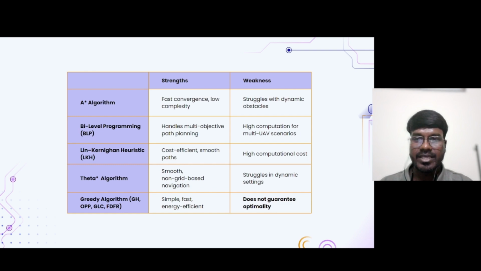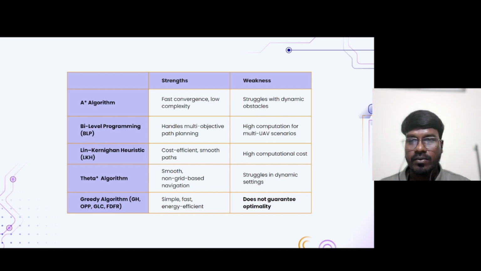The second algorithm is bi-level programming. Bi-level programming is a hierarchical optimization framework where one optimization problem depends on the solution of another. It balances mission level objectives with real-time navigation constraints. For example, while planning the UAV path, minimizing travel time is our mission level objective, and avoiding no-fly zones is our real-time navigation constraint. So the weakness is high computation for multi-UAV scenarios.